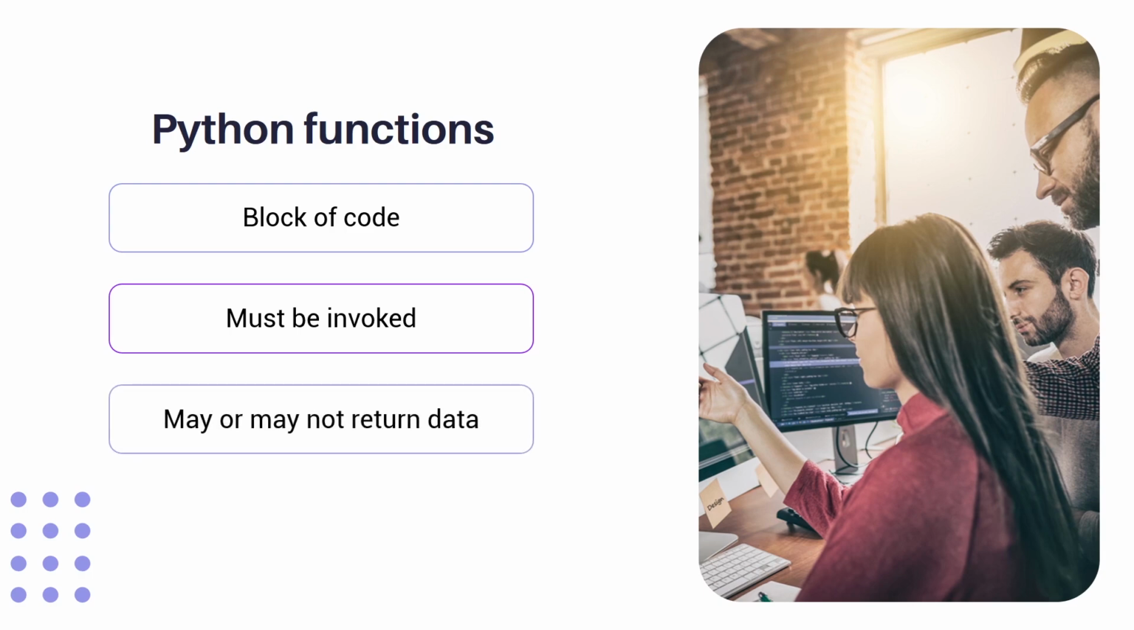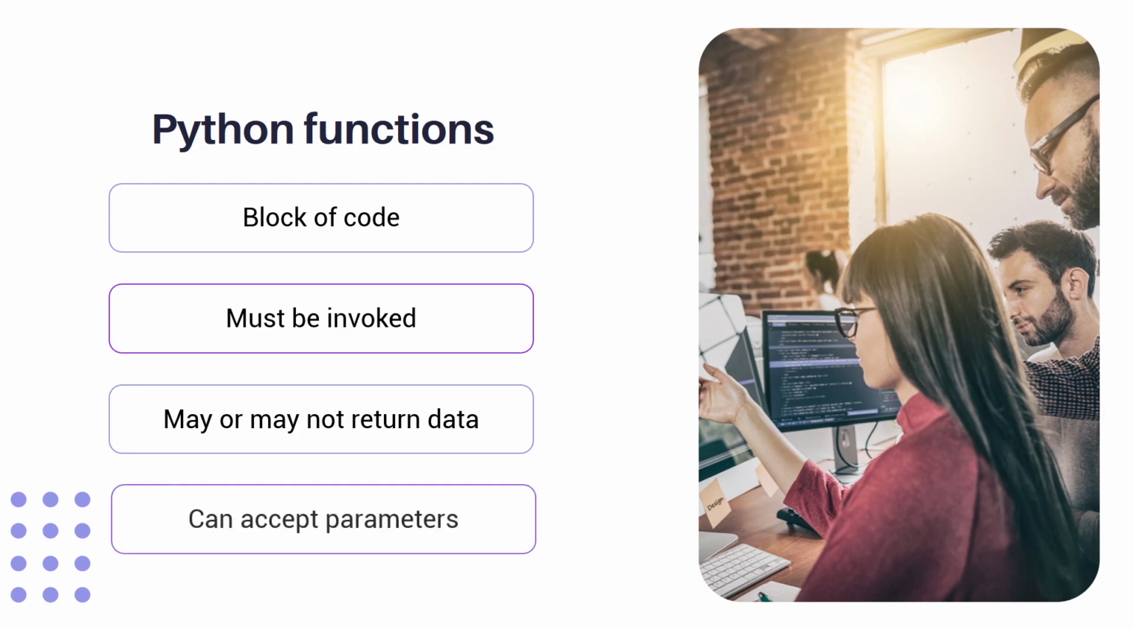A Python function may or may not return data. In the event that data is being returned, we can use that data for further computation. We'll have a look at an example in our practical demonstration. And lastly, Python functions may or may not accept parameters. In most cases, when you do write complex algorithms, you're likely to include parameters as part of your function.